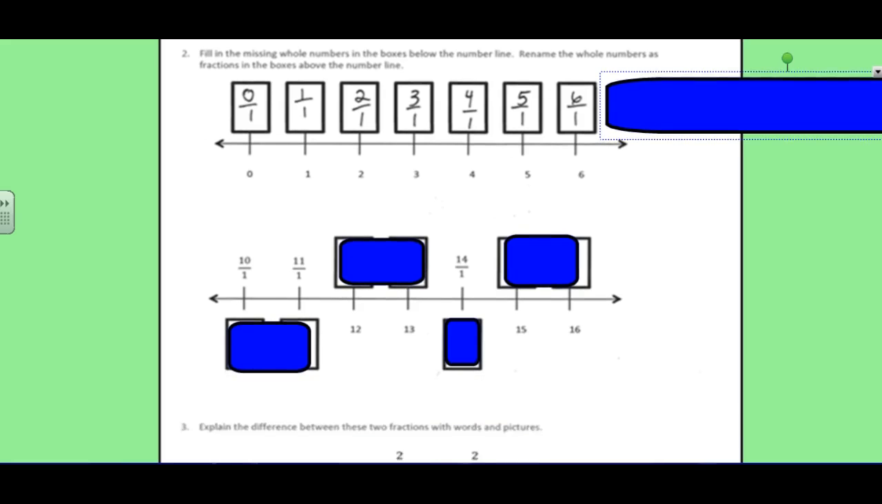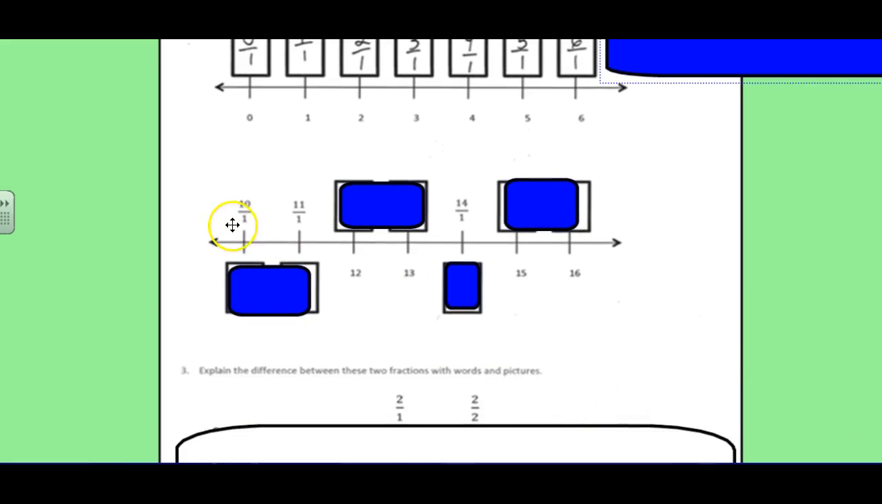We're going to do the same thing down here. Some of them already have the fractions for you. Some of them have the whole numbers for you. So we're going to have to fill in some whole numbers and we're going to have to fill in some fractions. So if we have 10 over 1, then we know that that whole number would be 10.